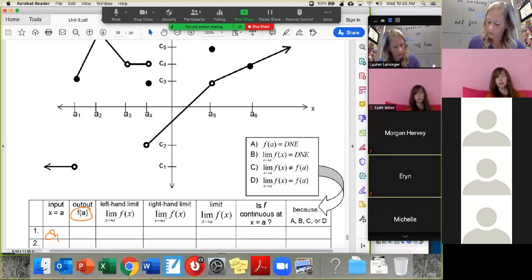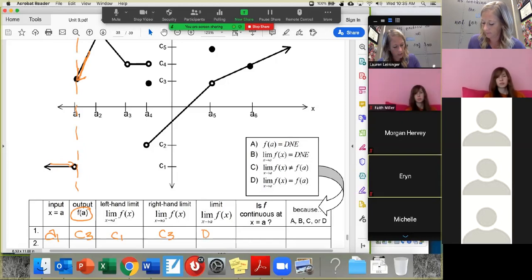See what? C3. C3. Yep, that's my closed dot. All right, so then also still looking at A1, we're saying everything about A1. The limit as we approach this from the left would be what? C1. Mm-hmm. The limit as we approach this from the right would be what? C3? C3, which means what about the limit at that point?